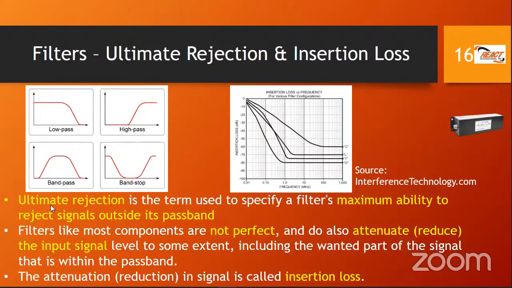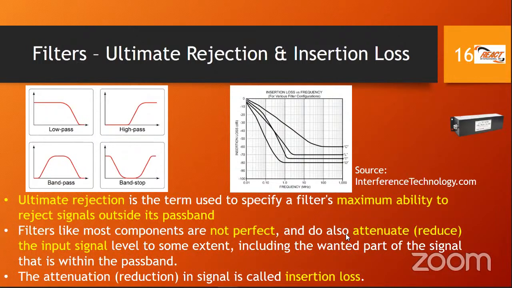So let's discuss ultimate rejection. It is a term used to specify the filter's maximum ability to reject signals outside of the passband. Okay, so that's the definition of ultimate rejection. Maximum ability. So it is the ultimate ability to reject signals. That's what a filter does. They reject. Filters, of course, are not perfect. So when we insert them into the circuit, they also attenuate or reduce the input signal.